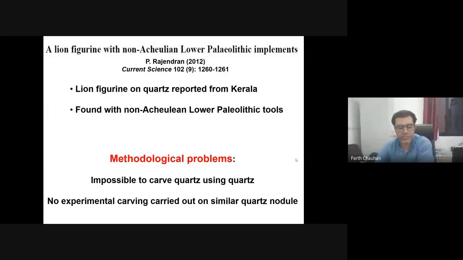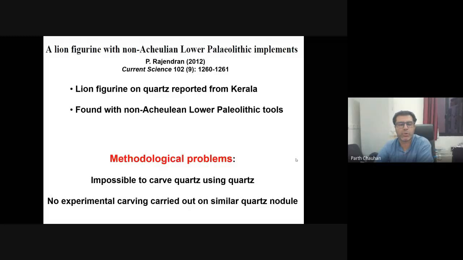Now the methodological problem is that it's impossible to carve quartz using quartz, as the author stated. The author stated that it was made by quartz on quartz. But for now, no such studies have been done. And second thing is, no experimental work was done to test this, whether a quartz nodule can be modified using another stone, including quartz.